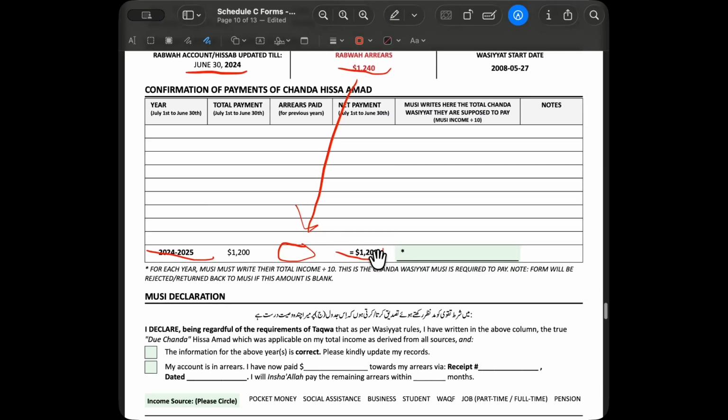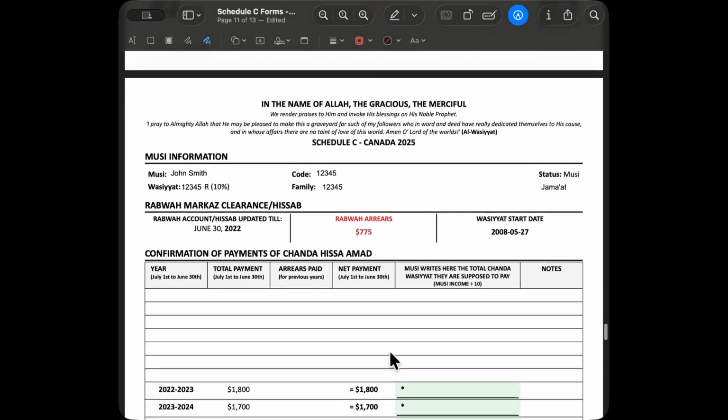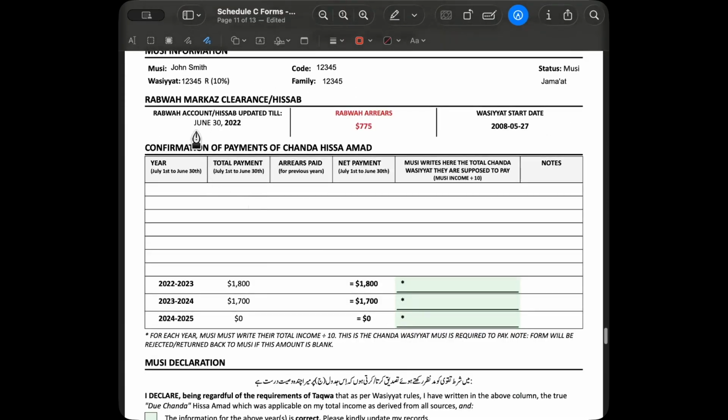Let's assume that he was supposed to pay $1,200. We'll write $1,200. And then he goes and pays $1,240 and clears it. He goes online and pays his Chanda Wasiyat, meaning arrears. He will tick mark this, write the amount here, receipt here, and date here. And then let's assume he had a small business here, and then sign and date. That's it. Next form.